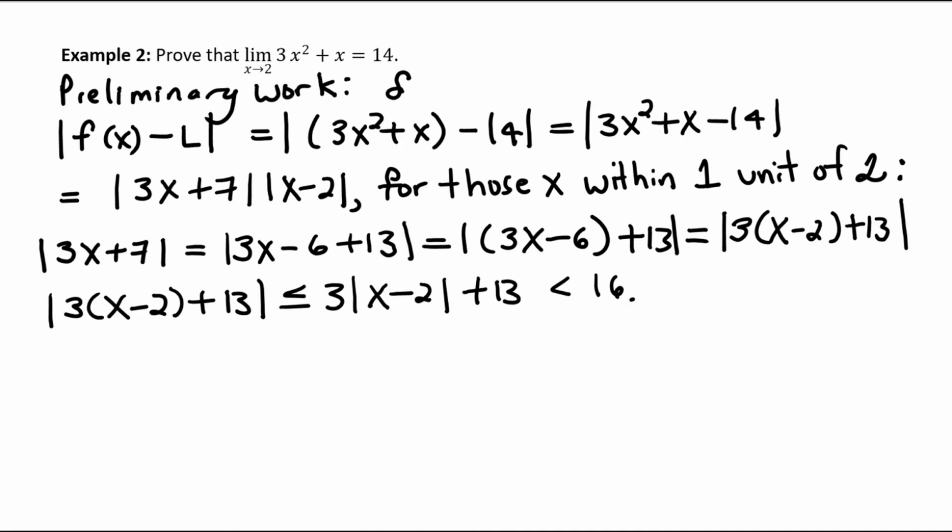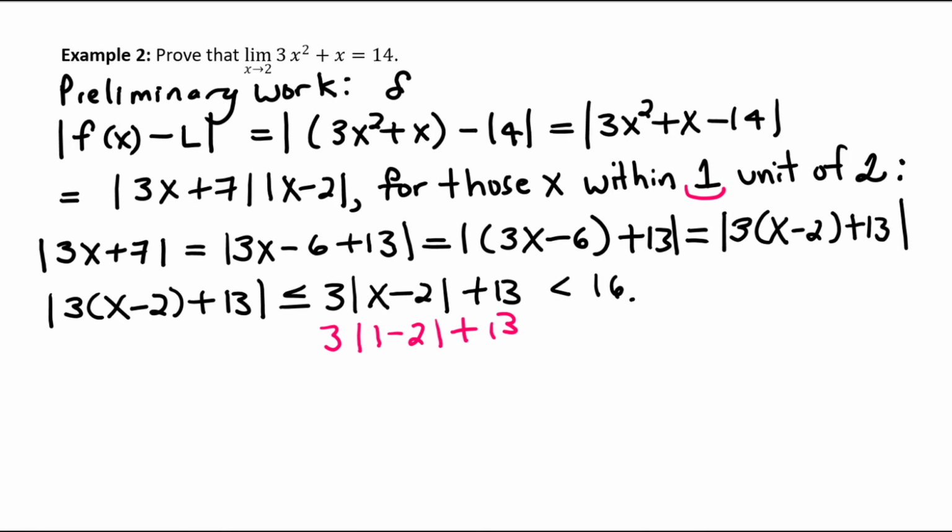Where did the 16 come from? Well, remember, we chose x within 1 unit of 2, and so whatever you pick for x, it cannot be more than 1. Let's just see what happens. If I put in 1 for the x, got minus 2, still times 3, plus 13. At most, the absolute value is going to be 1, but it has to be less than 1. So 3 times something less than 1 plus 13 will be less than 16.